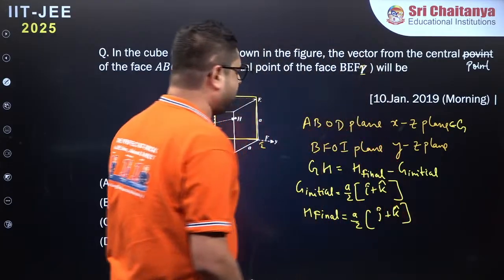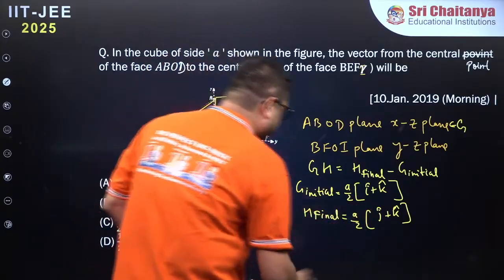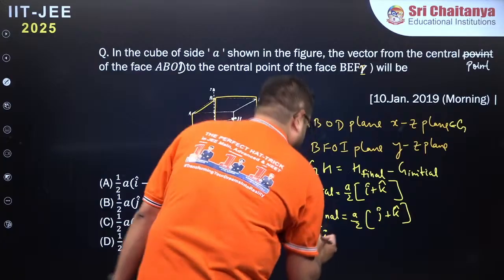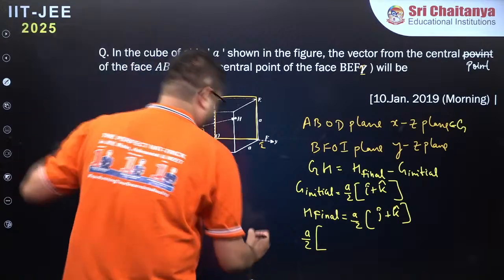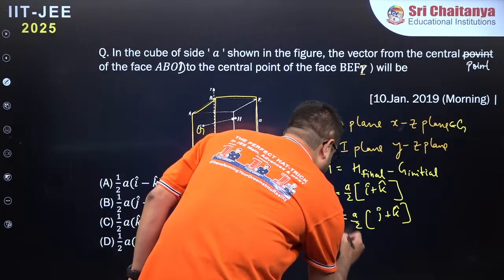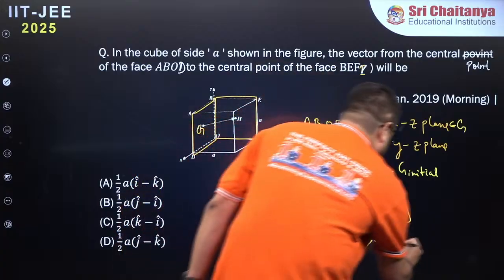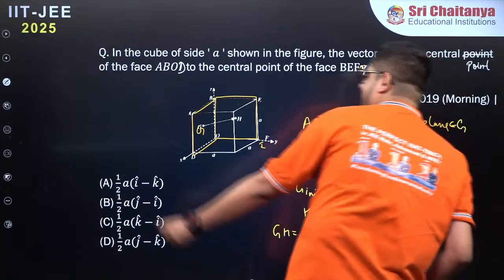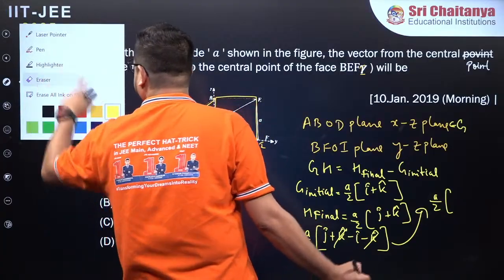So what we have to do, we need to subtract them, because they are asking you to find out the position vector, isn't it? Write down the answer, everyone. This is going to be A by 2, you can take it as common. J cap plus K cap is the final point. So GH is going to be equivalent to A by 2 times J cap plus K cap minus I cap minus K cap. This K cap will be cancelled out. You are going to be left with A by 2 times J cap minus I cap.